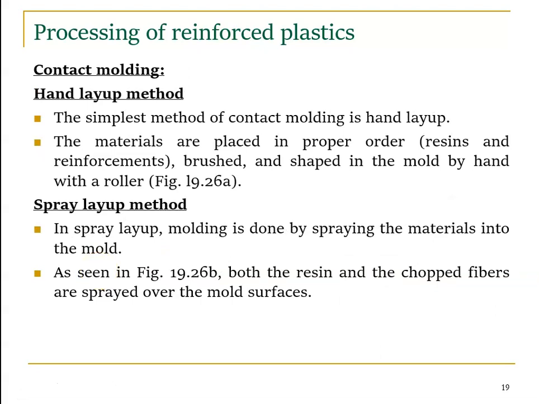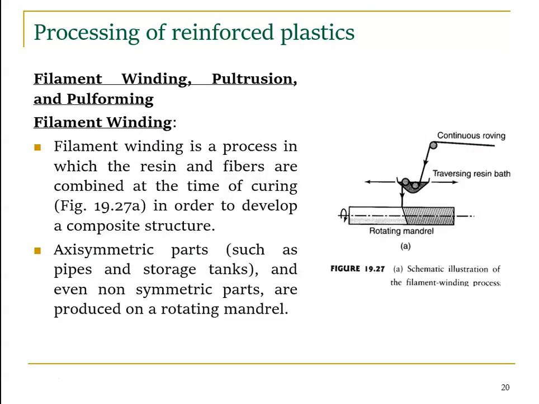So we apply the material as a spray, right? The next processes are filament winding, pultrusion and pull forming. The first process is filament winding. It is a process in which the resins and the fibers are combined at the time of curing in order to develop composites, right?